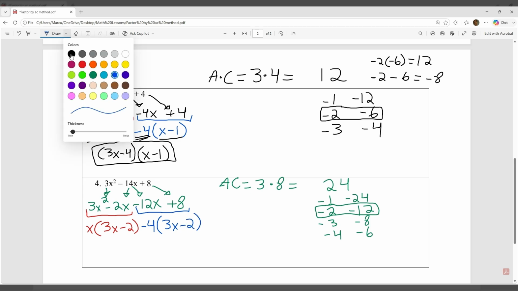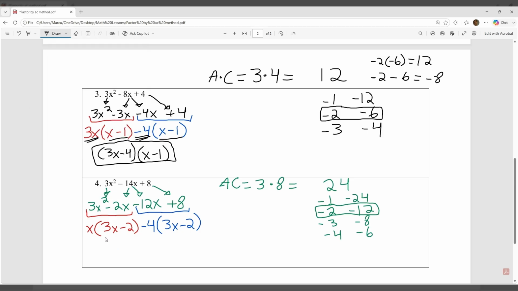Switching colors again. Again, make sure the terms inside the parentheses match. And they do, so we can bring them down. 3x minus 2. And the factors outside, you also put them together. So x minus 4. And this is how we do question number 4.